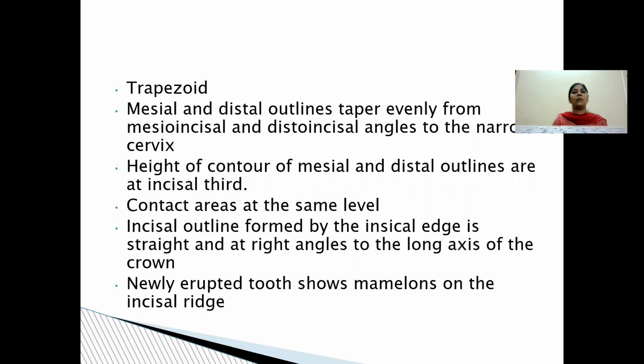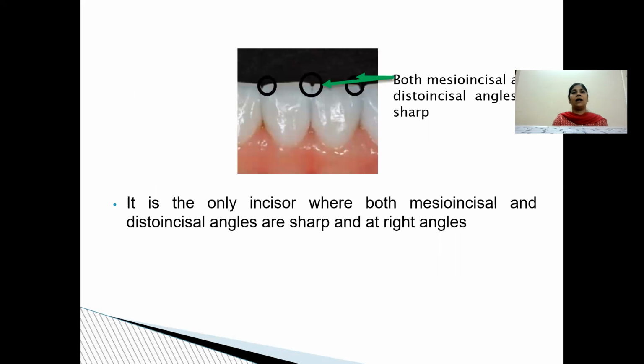Incisal outline formed by the incisal edge is straight and at right angles to the long axis of the crown. The mesioincisal and the distoincisal angles are sharp and they are at right angles. Newly erupted tooth shows mamelons on the incisal edge.